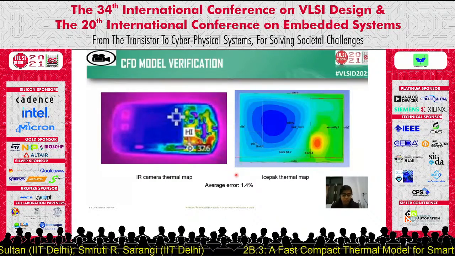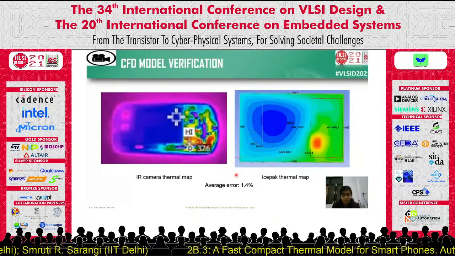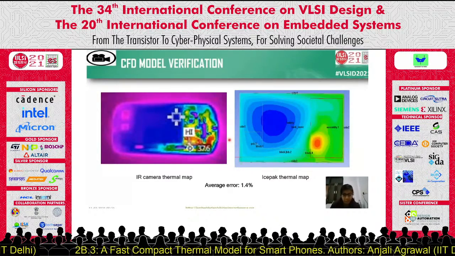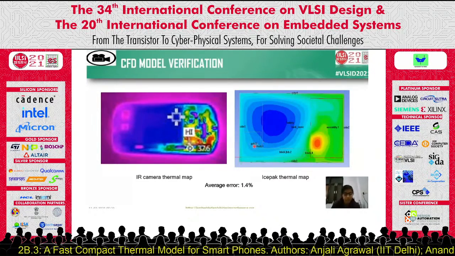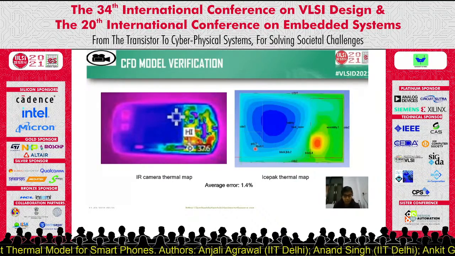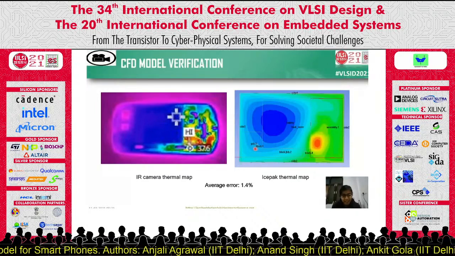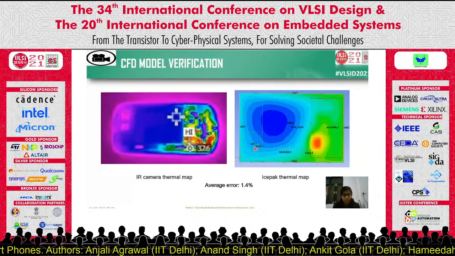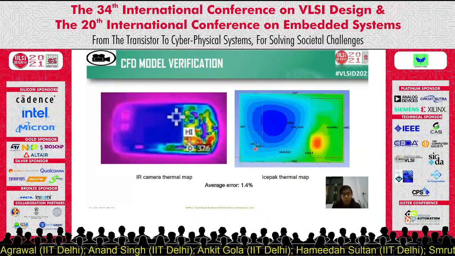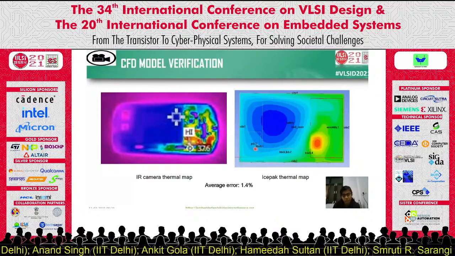We observe an average error of 5% in the 3 cases. Here we have shown the IR camera thermal map and the ICEPAK thermal map for the case of the Samsung S3 phone, and in this case the average error was 1.4%. This shows that our approach works fairly accurately in modeling real world devices.